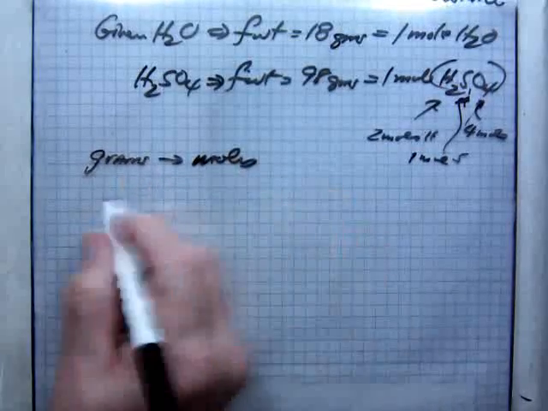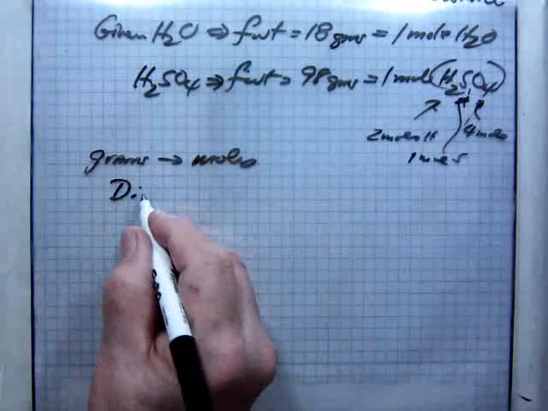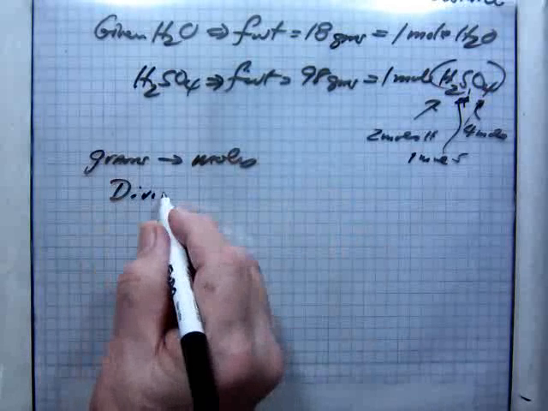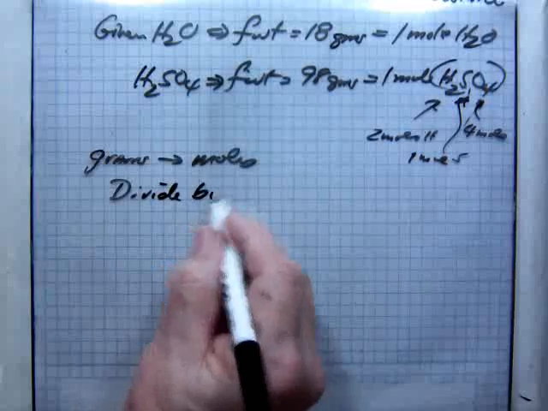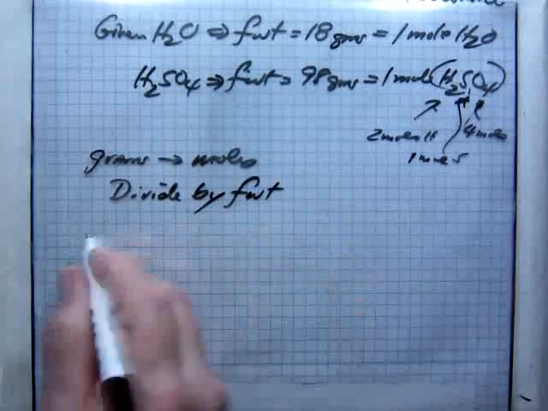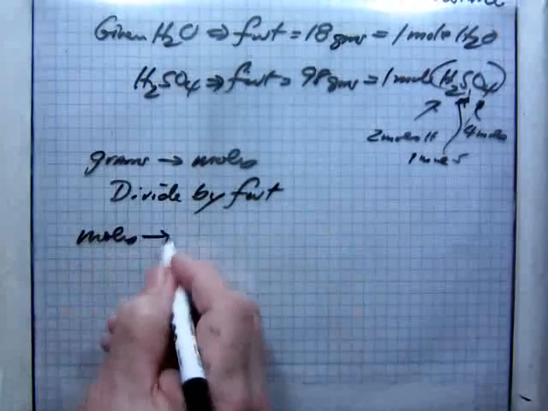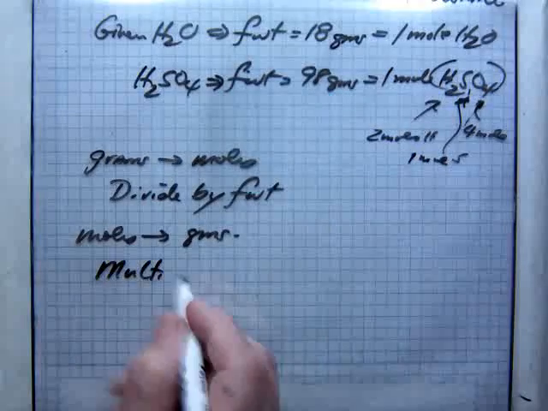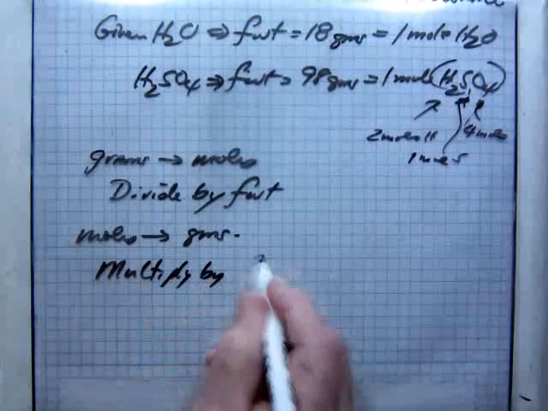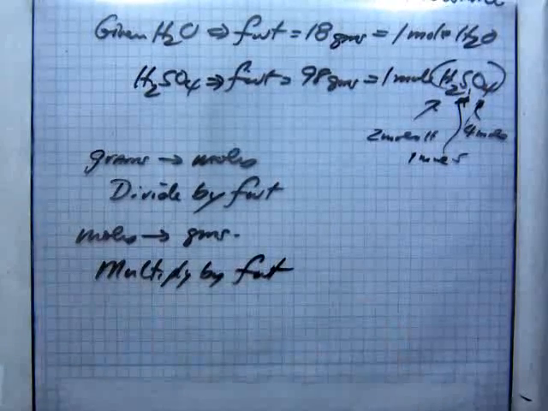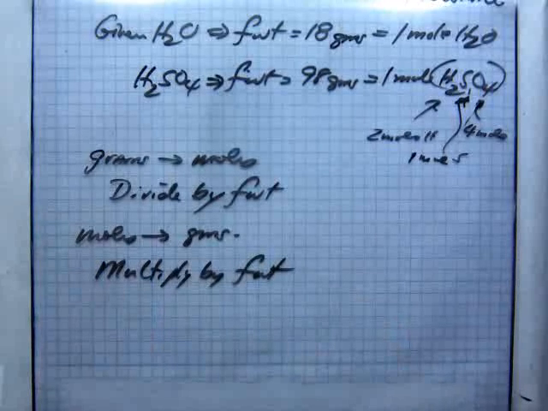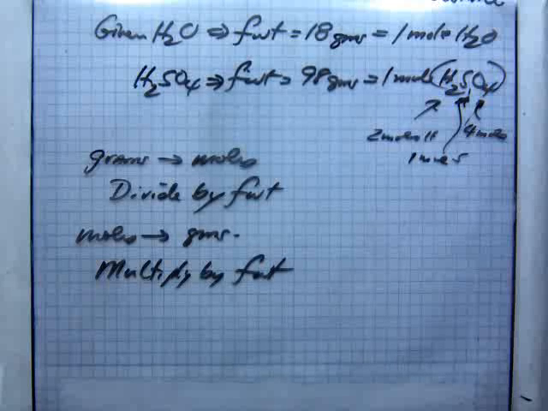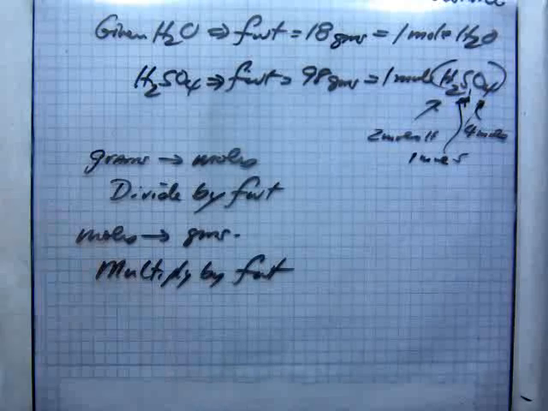To get moles from grams, simply divide by the formula weight. And to get grams from moles, multiply by formula weight. So this should be reflexive in your mind. Example, if I ask you what your name is, you don't think about it. You just tell them. So this is what this needs to be.